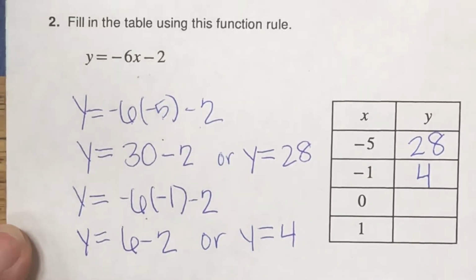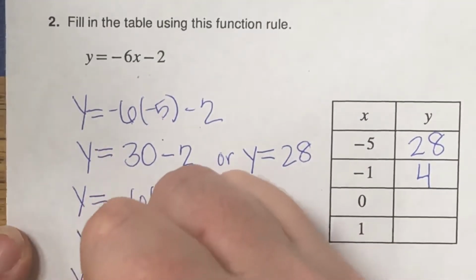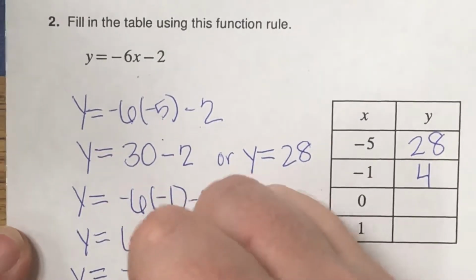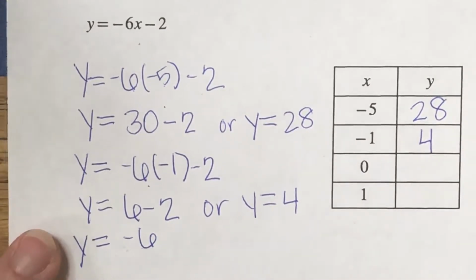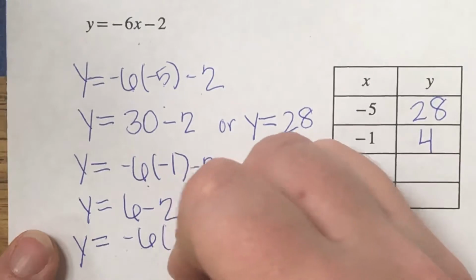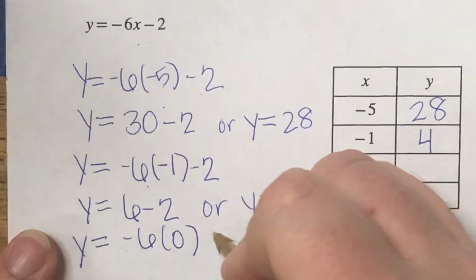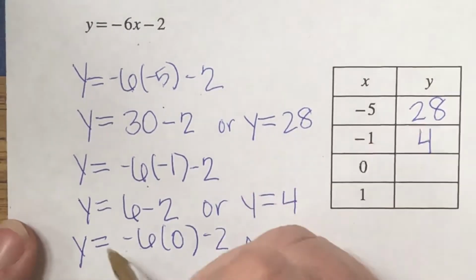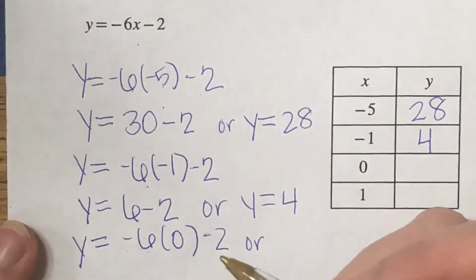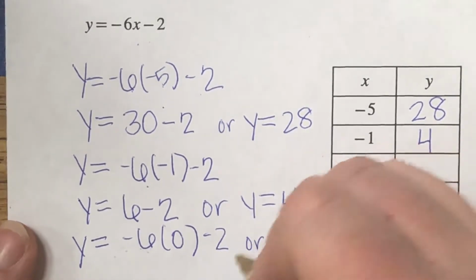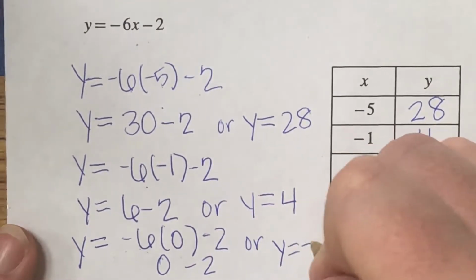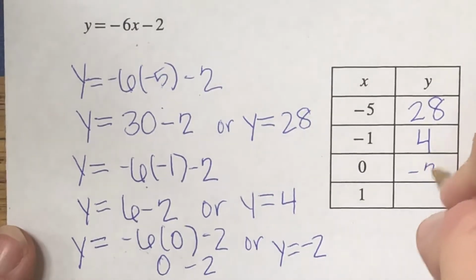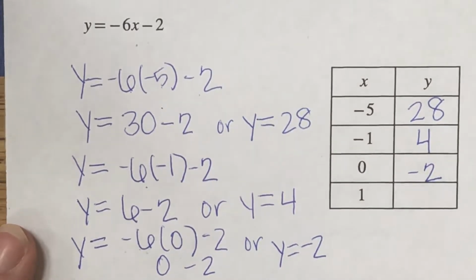Actually, let's see, we will do these right here. y equals negative 6. Make sure you can see this. y equals negative 6. This time plugging in 0, minus 2, or y equals negative 6 times 0 is just going to be 0 minus 2, or our y equals negative 2. So that one would be negative 2.